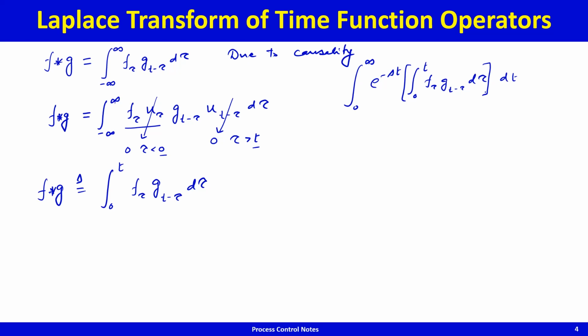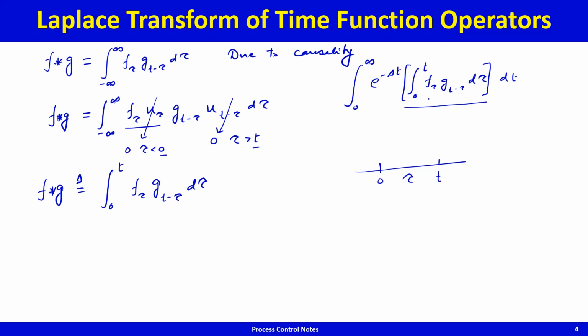Now let's look at this inner integral. I have my tau axis because I'm integrating with respect to tau, and I'm going to integrate from 0 to t.